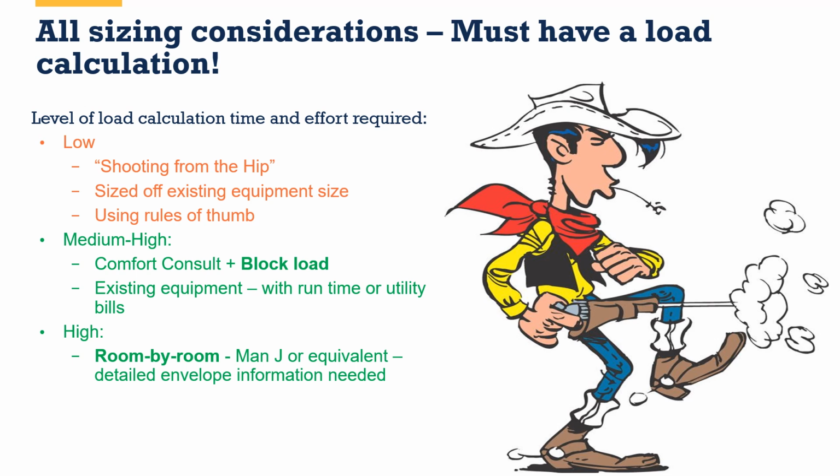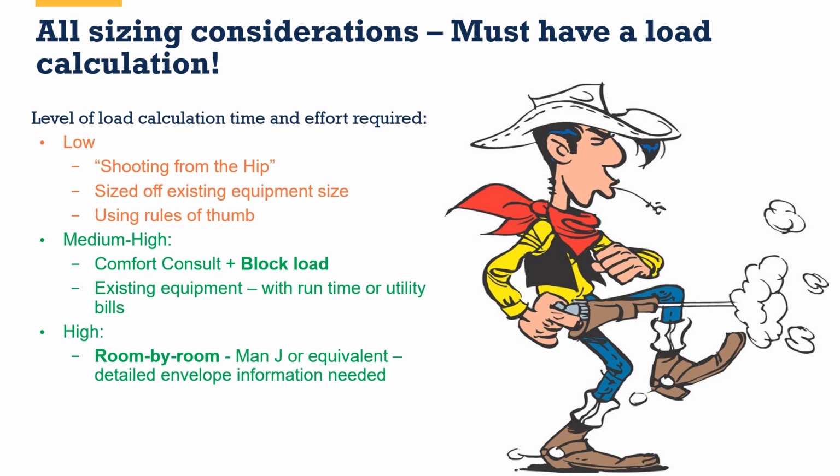What you see on the screen here, again, sorry for those that are colorblind, but we tried to color code this to indicate the difference between things we don't really like and things we do like. But a different way to say it is the level of load calculation time and effort or cost is correlated with the quality of the output. For a fairly low amount of time and effort, we can just shoot from the hip, like just say, I've been in 1,000 homes, I know what these homes need, I'm just going to do it.